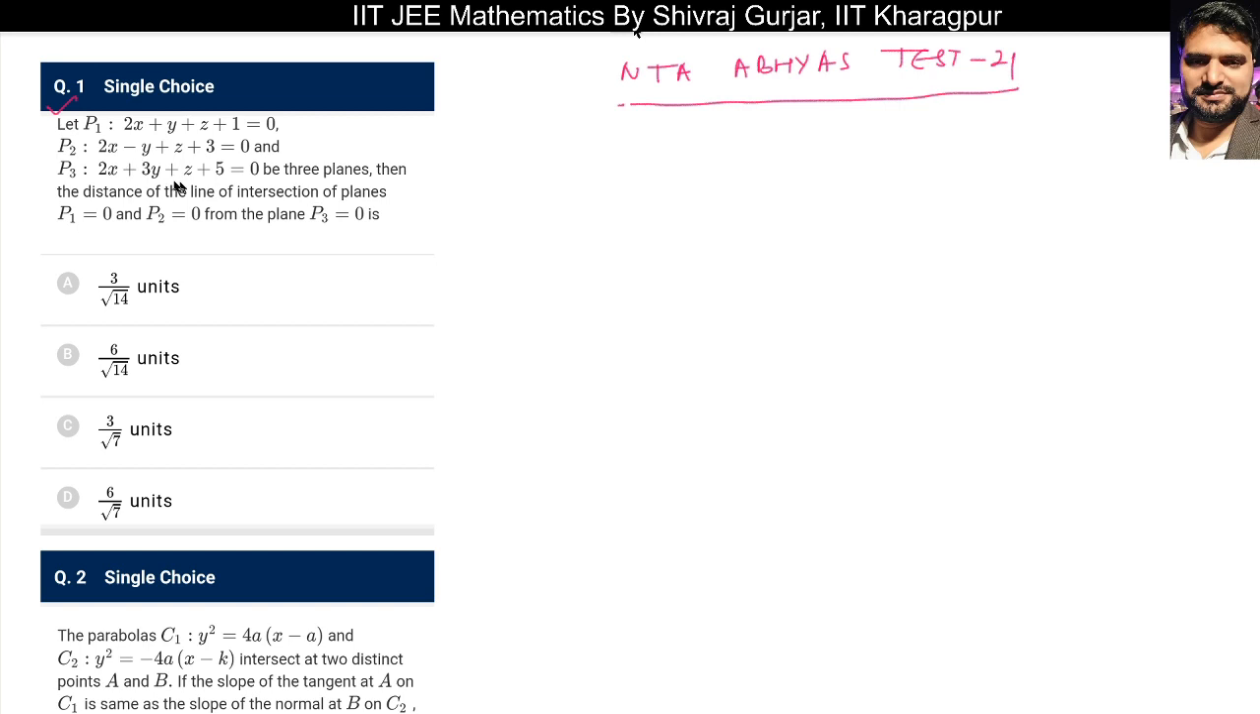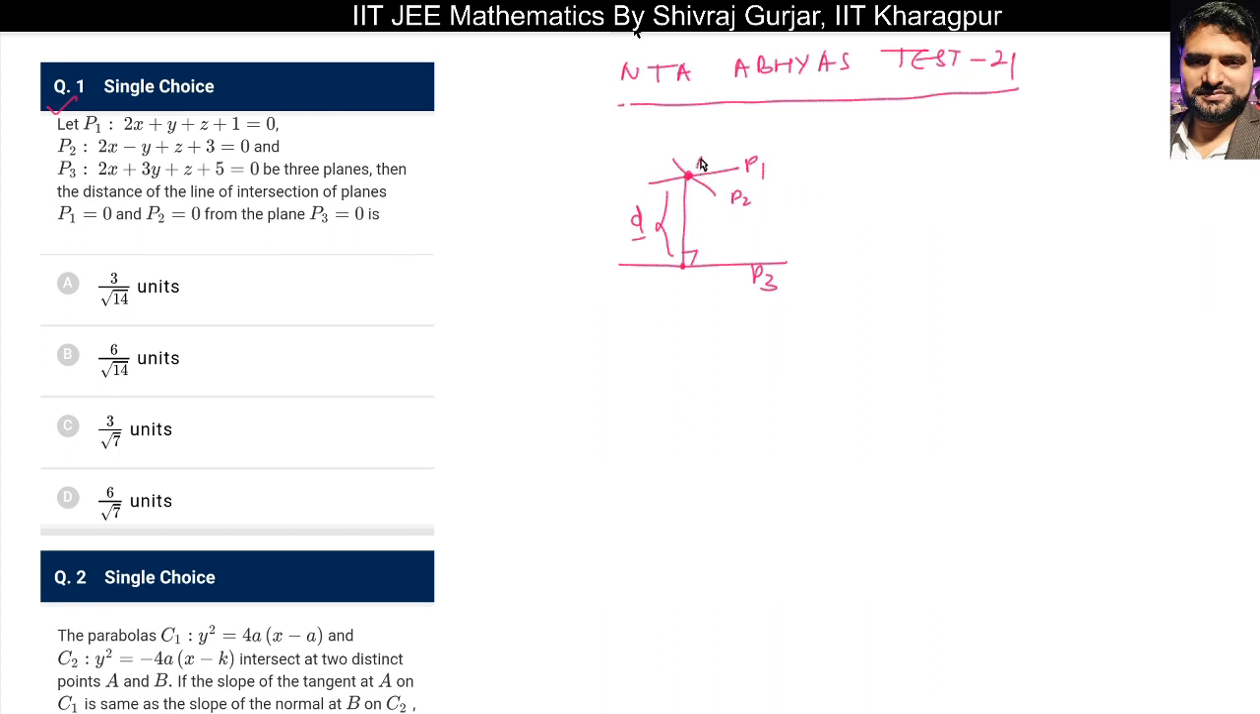P1, P2 and P3 are three planes. Then the distance of the line of intersection of planes P1 equals 0 and P2 equals 0 from the plane P3 equals 0 is? Okay, so the intersection of P1 and P2 will be a line. So what will be the distance of that from plane P3? This distance we need to find.